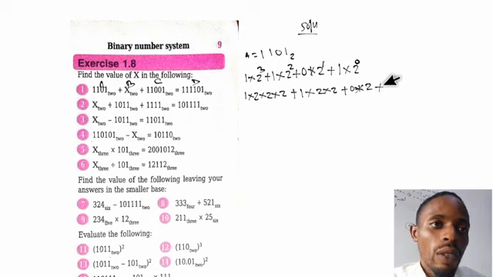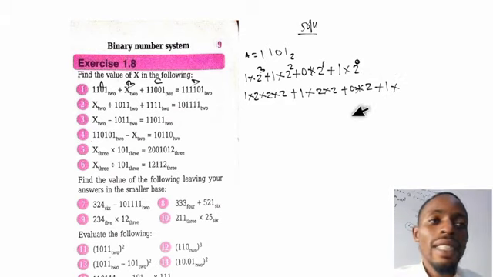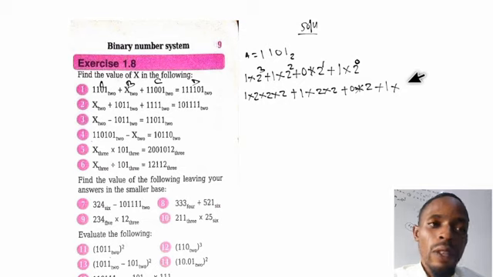We have 1 multiplied by 2 raised to the power of 0. Anything that is raised to the power of 0 is always equal to 1. It may be 100 raised to the power of 0, that is also equal to 1. Maybe 9 raised to the power of 0 is always equal to 1. So therefore we have 1 here.